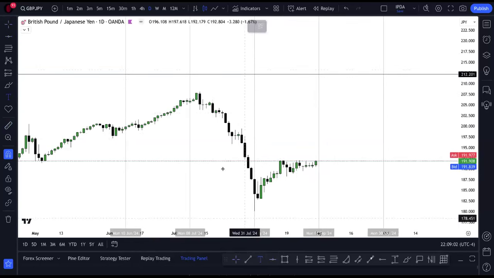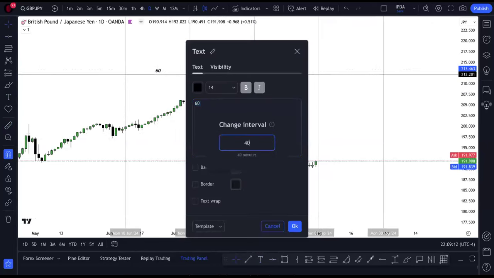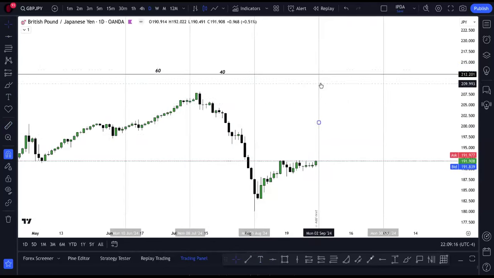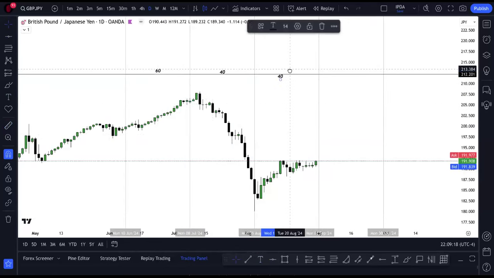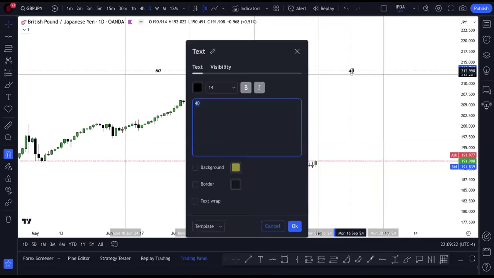Let's get it on a chart. Make it look presentable, right? 60-day look back is here. The 40-day is here. 40. And then 20's here. And another 20 here.